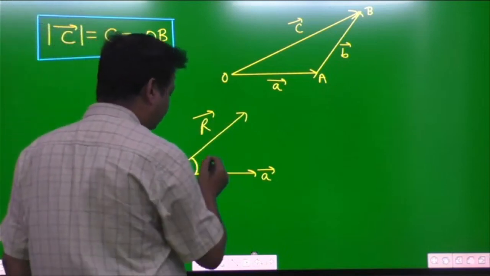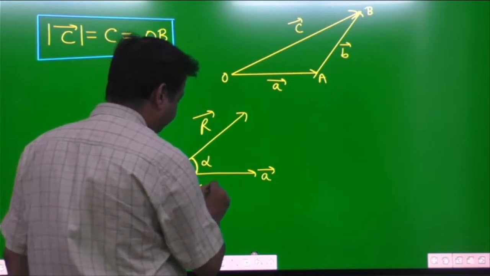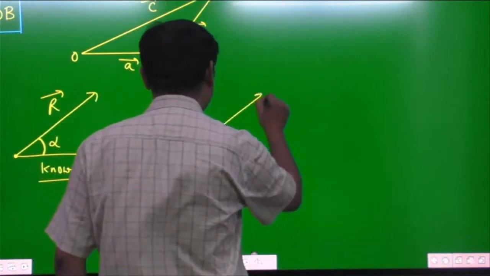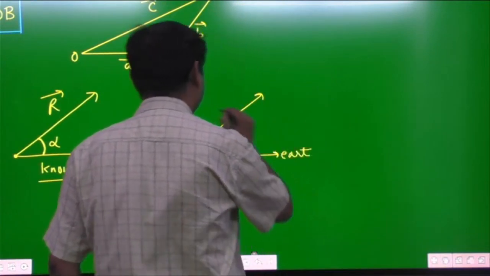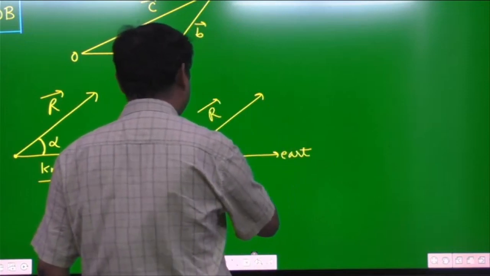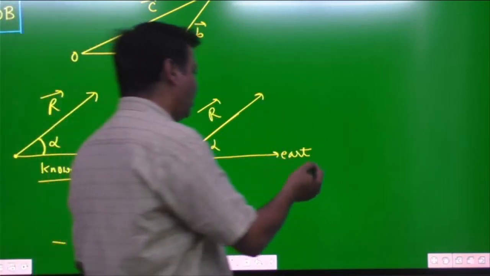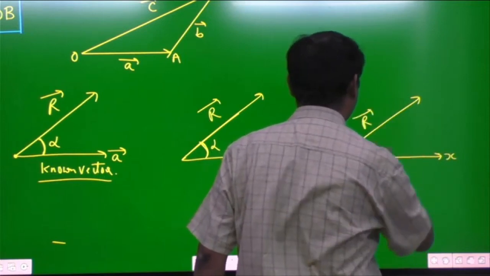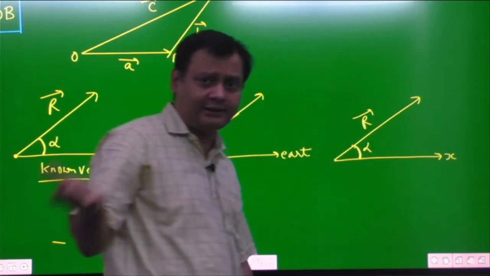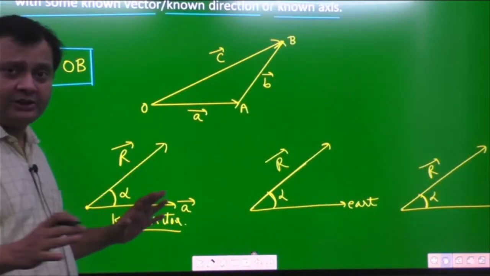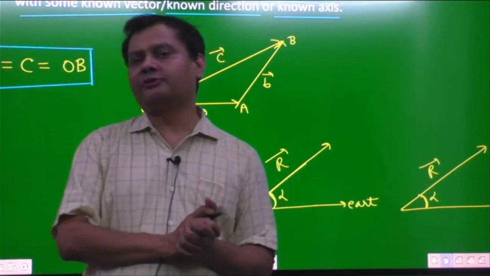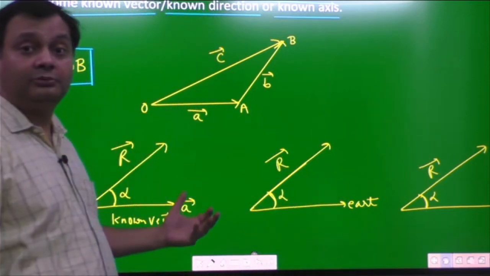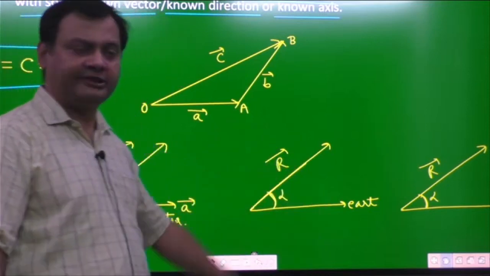So in this case, vector R is subtending some angle with a known vector, correct? Okay, instead of a known vector, it can be some direction. Suppose this is your east, and this is your vector R, and this is alpha. So you can say vector R is subtending an angle alpha with the direction of east, or instead of some vector or direction, it can be some axis. Suppose this is your x-axis, and this is vector R, and this is angle alpha. So you can say vector R is subtending an angle alpha with the x-axis. Okay. So I hope you are clear to what is the meaning of direction of a vector. The direction of a vector means the angle subtended by the vector with some known vector or with some known direction or with some known axis.